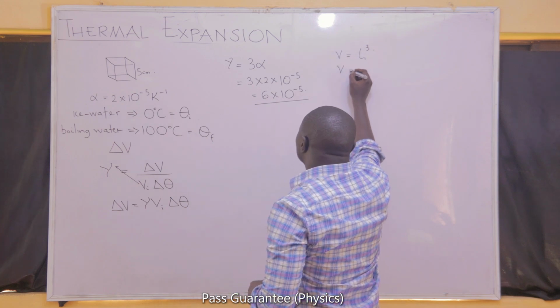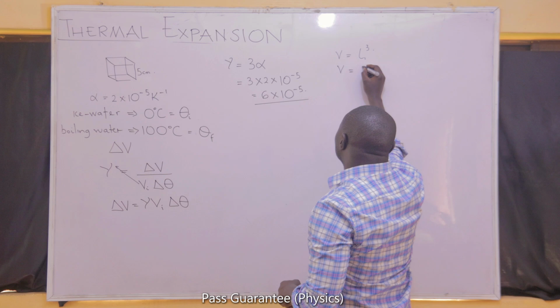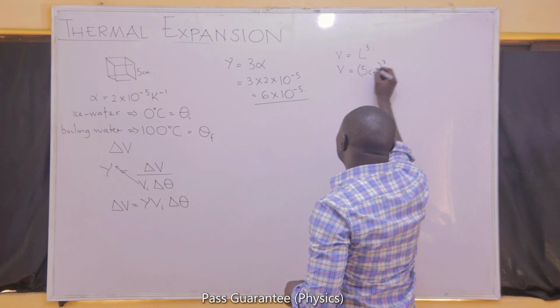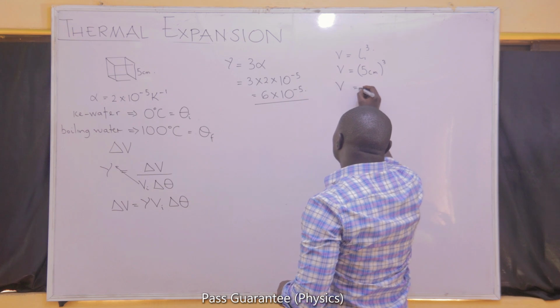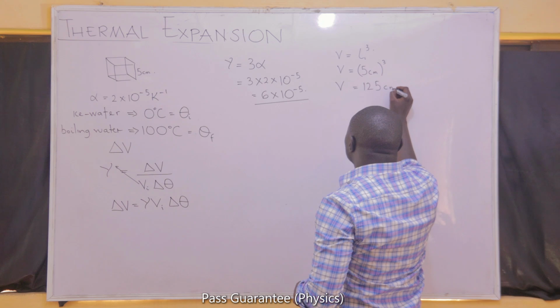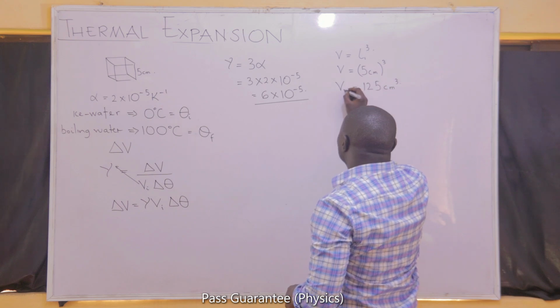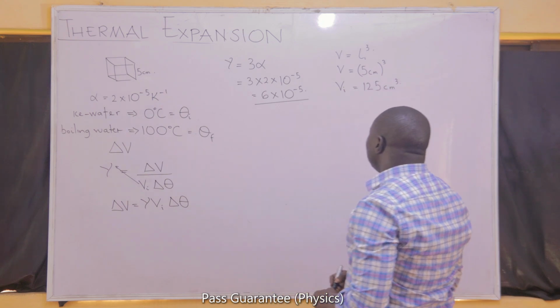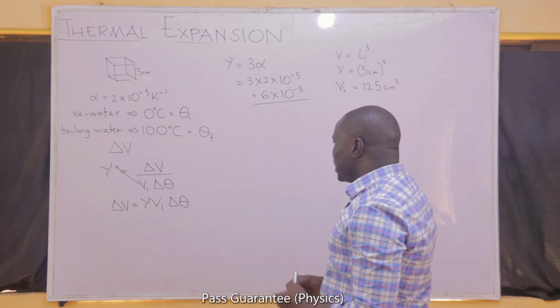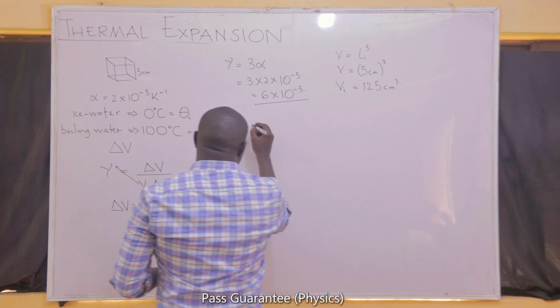That means the volume must be equal to the length, which is 5 centimeters, cubed. We'll get 5 cubed, that is 125 centimeter cubed. That will be taken as the initial volume, since what we use is the initial length. So we can easily now get the change in volume.